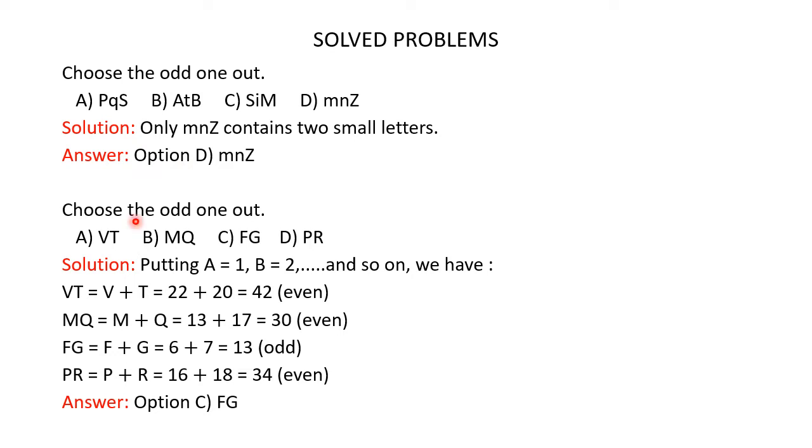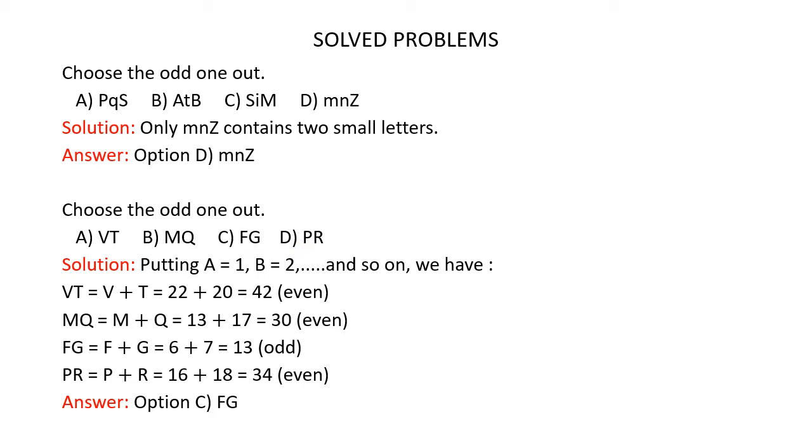Choose the odd one out. Here you are given four options. Option A, VT. Option B, MQ. Option C, FG. Option D, PR. You have to find out which group of letters is the odd one out among these four groups of letters.